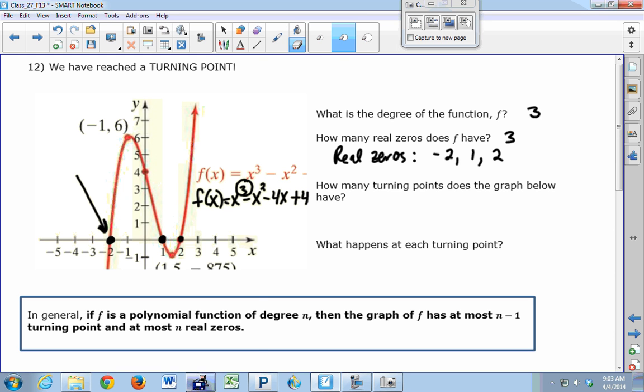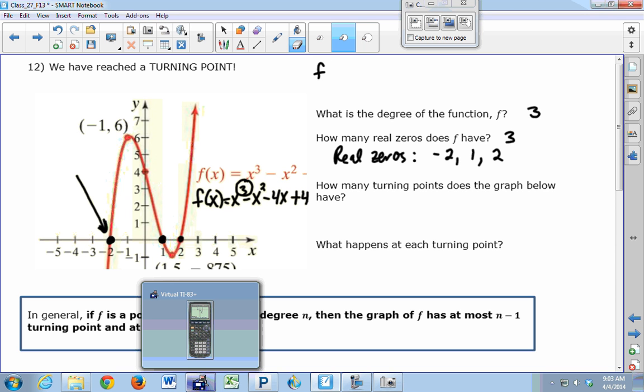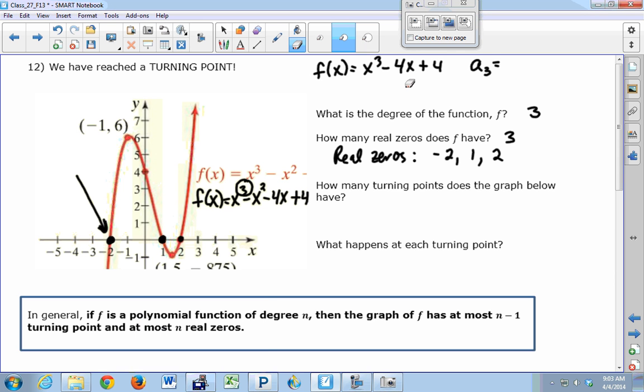So we're going to write this in factored form. Here's the polynomial in polynomial form. What's my leading coefficient here? What's a sub 3? What's my leading coefficient? 1. It's not there, so put it in. There it is. That means in my factored form, I'm going to have the same leading coefficient. I'm going to put the 1 out there.